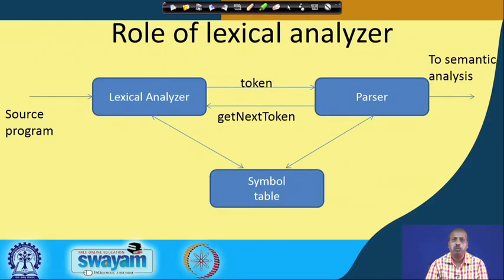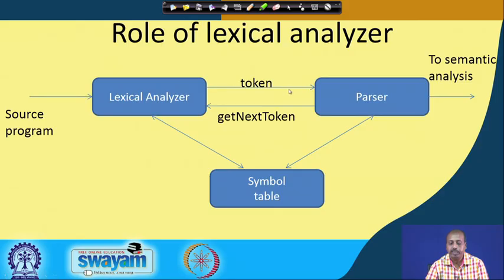So, we start with the role of the lexicon analyzer. As you see, this tool takes the input source program of some language, and it will scan through this program, and accordingly it will generate tokens. And as I said previously, this lexicon analyzer and the parser work hand in hand, and the demarcation line between the two is very thin.